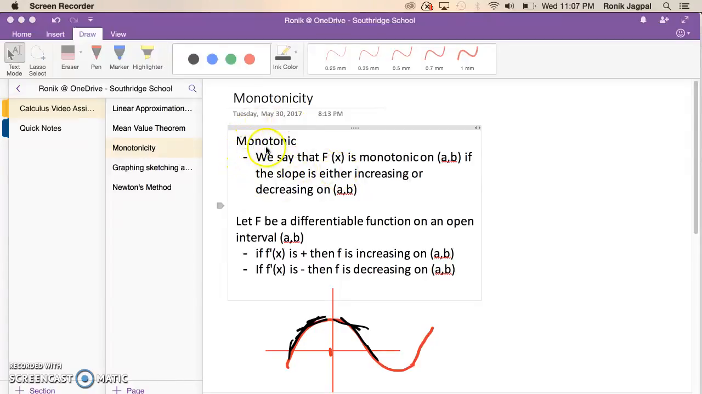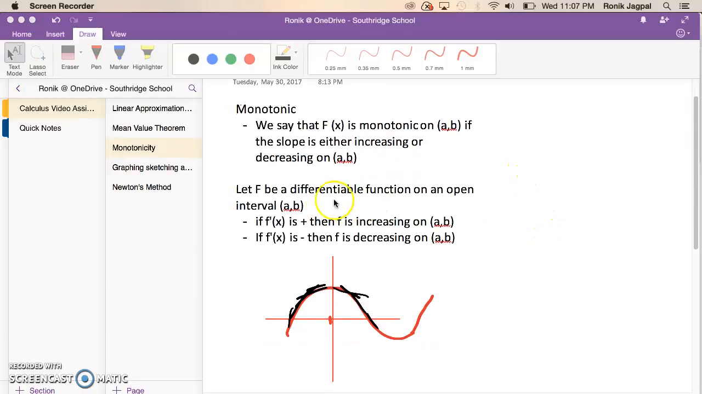So this is unit 4.3, and it's going to be talking about monotonic. So what is monotonic? We say that a function is monotonic on AB if the slope is either increasing or decreasing on AB.